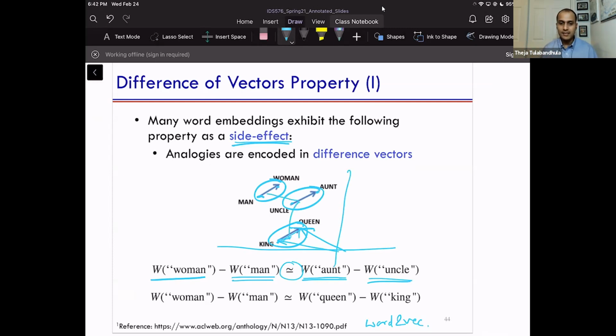This is just a side effect. If you can get good embeddings, then maybe something like this is true. It's not necessary that it has to be true, and if you want it to be true, you can impose that as an explicit constraint or explicit part of your loss function and ensure that the vectors are like that. But this just happens to be a side effect for one of the word embeddings.